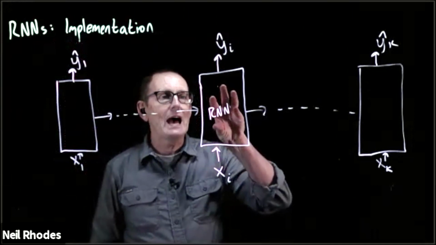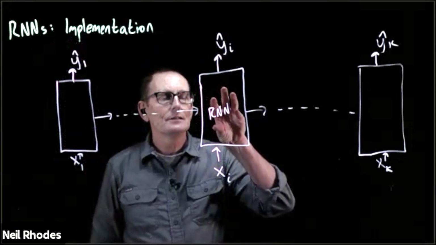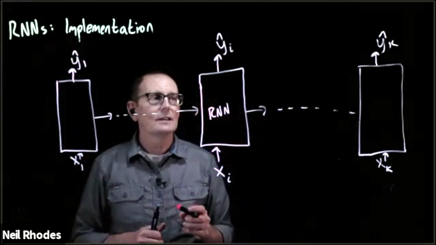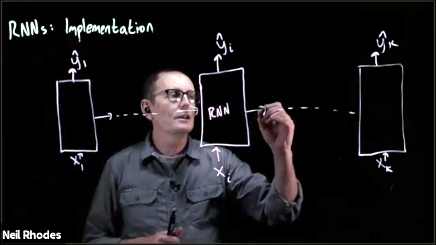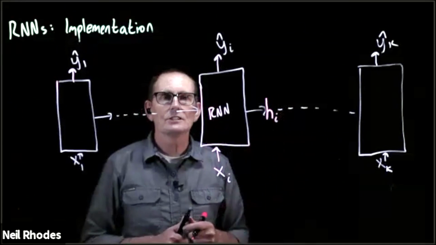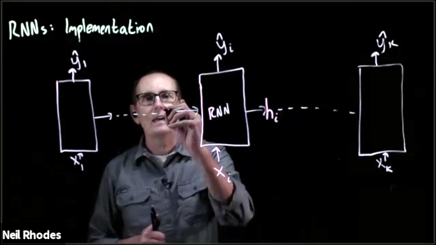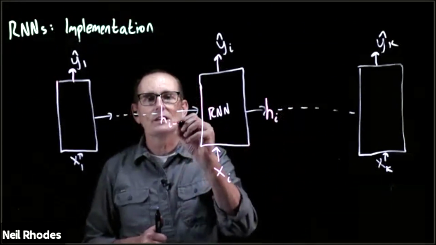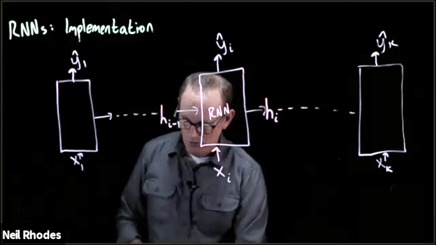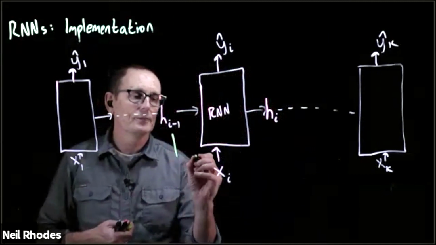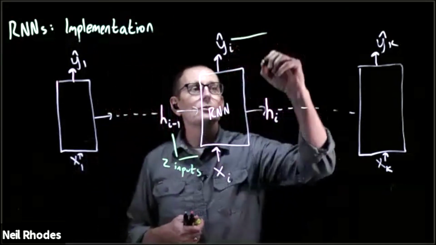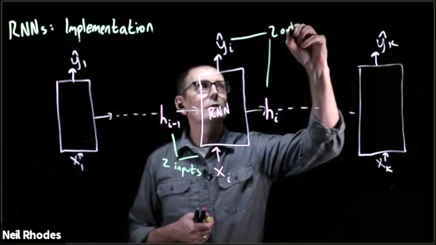So how do we have this memory? The way the memory works is we actually, in our RNN, have an additional output, which I'm going to call H sub I, which stands for hidden state. And we have an extra input, H sub I minus 1. So the RNN actually takes in 2 inputs and spits out 2 outputs.